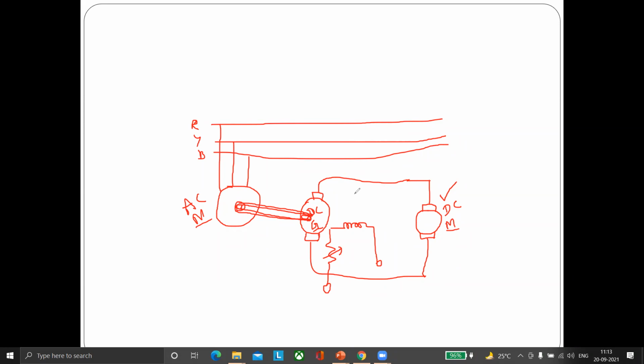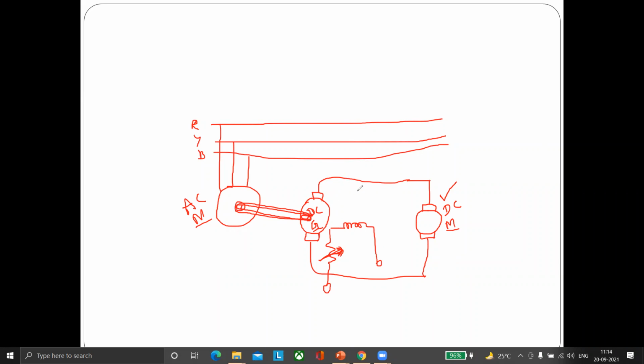Is it clear? So how can we control that voltage? By varying the resistance in the field circuit or armature circuit. If we vary this resistance, then what will happen? The current will vary, and if the current varies, the voltage generated by the DC generator will also vary.